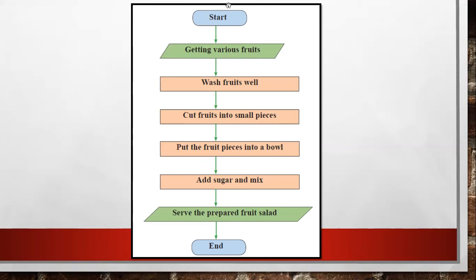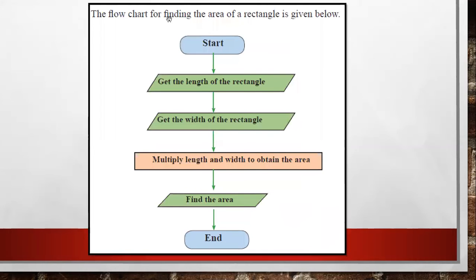There's another example of a flowchart. This flowchart is for finding the area of a rectangle. Okay, as we learned earlier, remember what is the way of finding the area of the rectangle? That means you have to multiply length and width to obtain the area. Here, this is the process. First, you have to mention start, then inputs. Get the length of the rectangle, then get the width of the rectangle, and you have to process it and find the area as the output, and end.